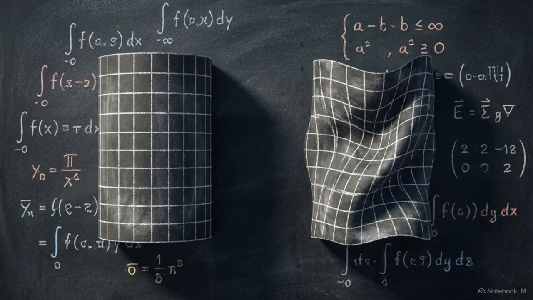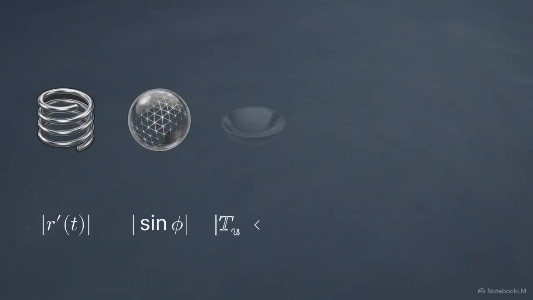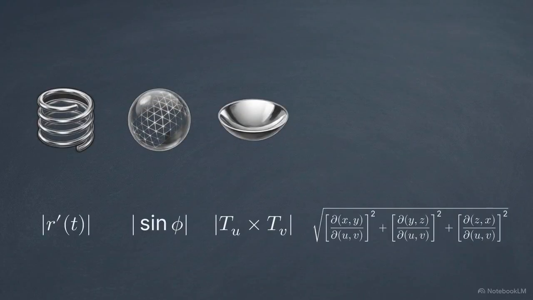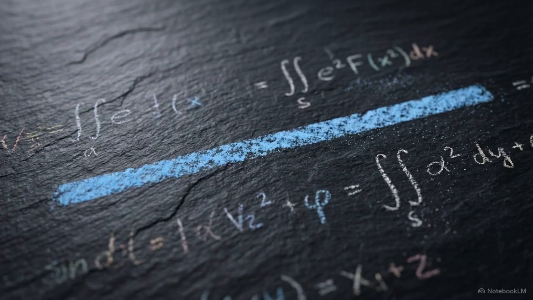Evaluating any spatial integral requires applying a specific stretching factor. Without it, your flat calculation will completely misrepresent the physical object. Mastering multivariable integration means mastering how to calculate this precise stretching factor across different geometries and different mathematical fields. We begin with the first core application, the scalar line integral.